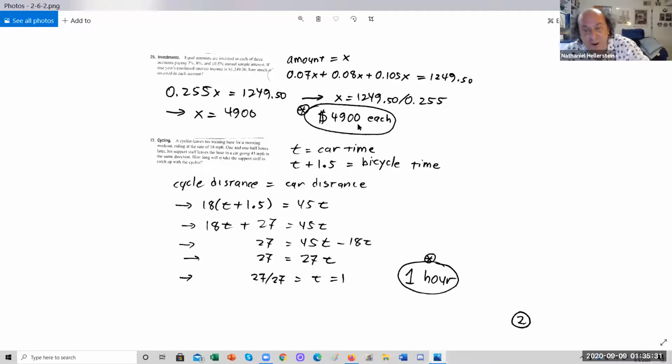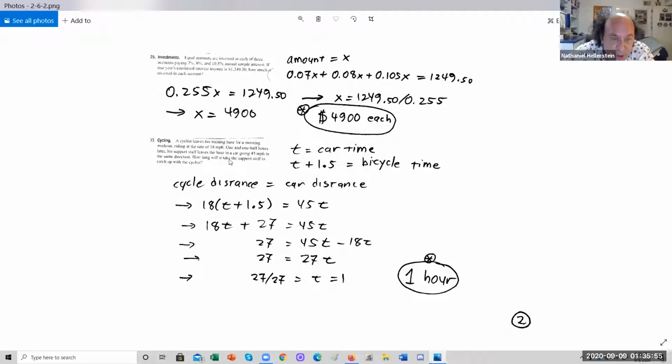Now this next one is a time-distance problem. Distance equals rate times time. A cyclist leaves the training base for a workout riding at 18 miles an hour. 1.5 hours later, the support staff leaves the base in a car going 45 miles an hour in the same direction. How long will it take for the support staff to catch up with the cyclist?